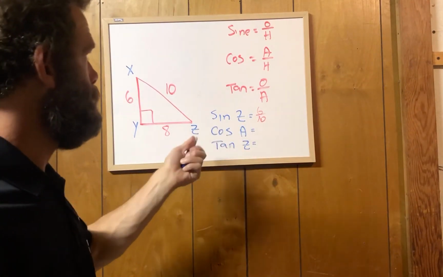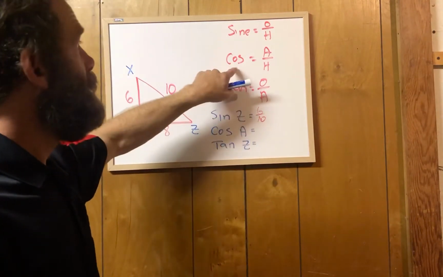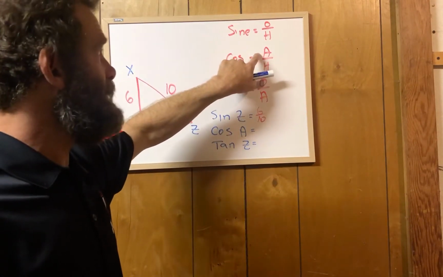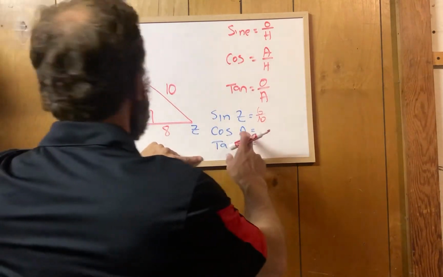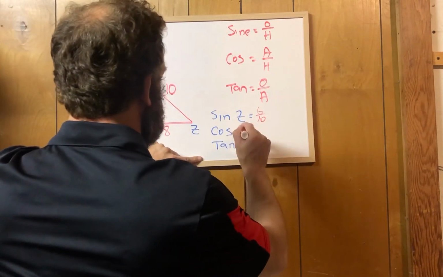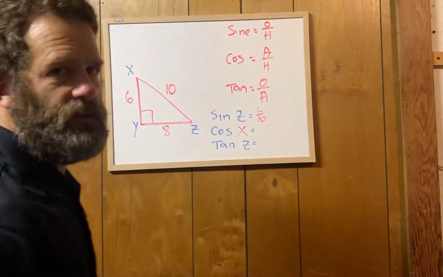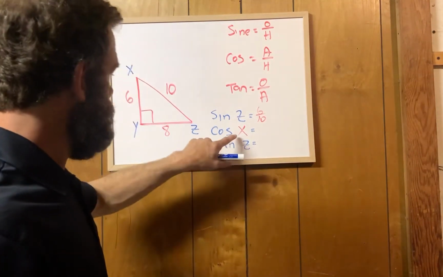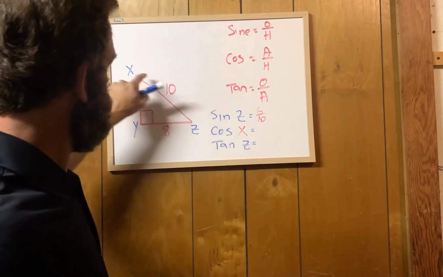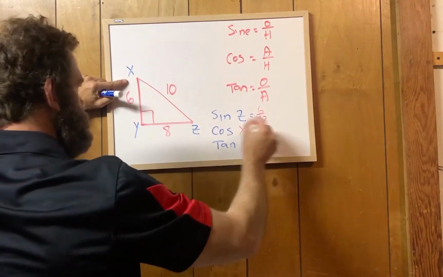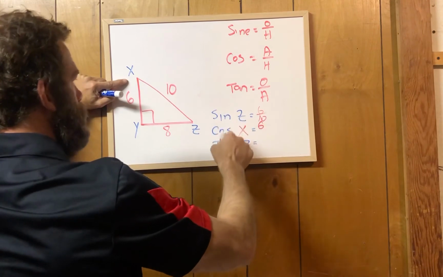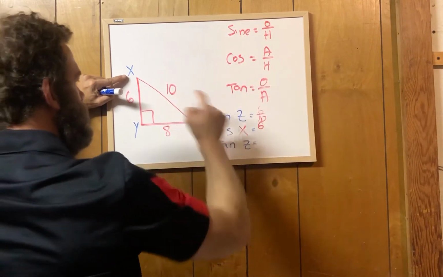All right, cosine of angle A. Cosine of any angle is its adjacent side over its hypotenuse. So from, I'm sorry. Not from angle A. Sorry, angle X. Not A. There is no angle A. Sorry for the confusion. For angle X. So cosine of X is adjacent, which is 6, over, what's my hypotenuse? 10.